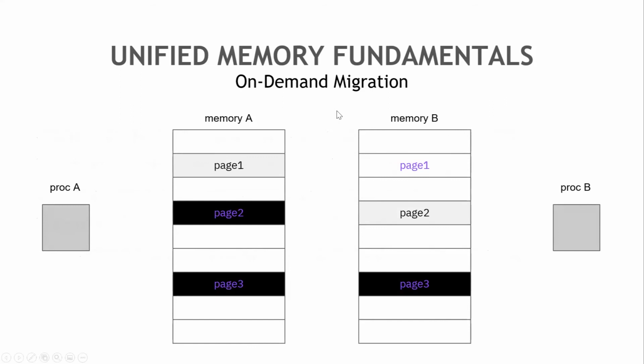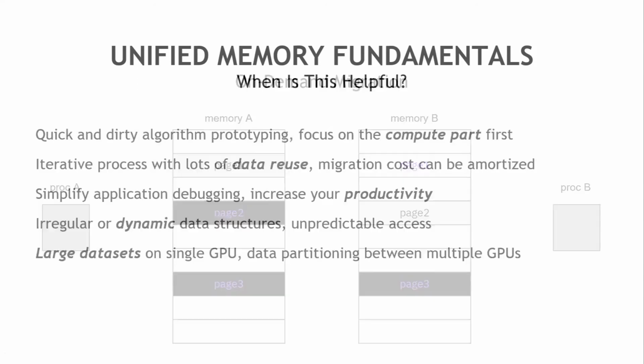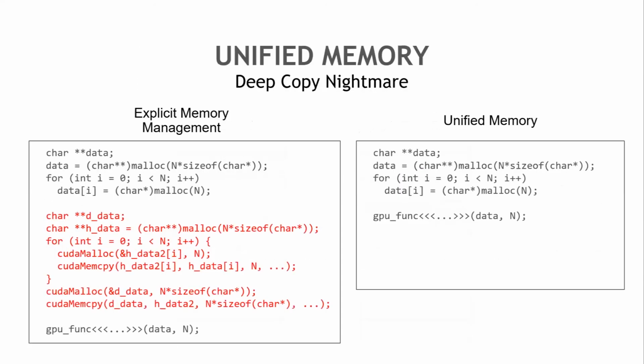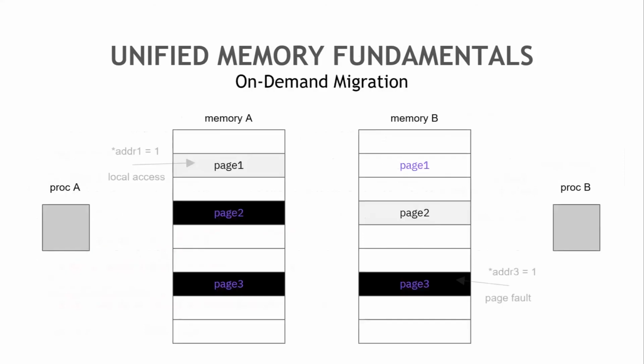So the fundamentals, I will go quickly. It's more for reference. You will have the slides. It can be migration between CPU and GPU, or CPU and CPU. It would be the same. So that's why we only call them processor A and processor B.